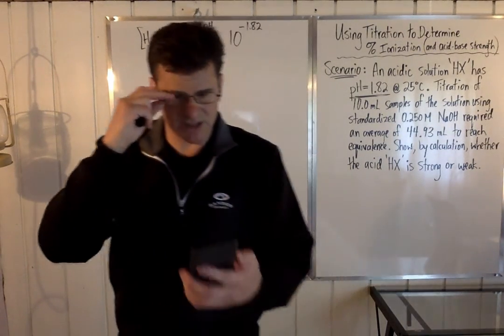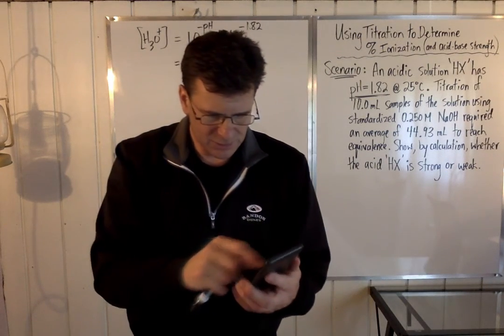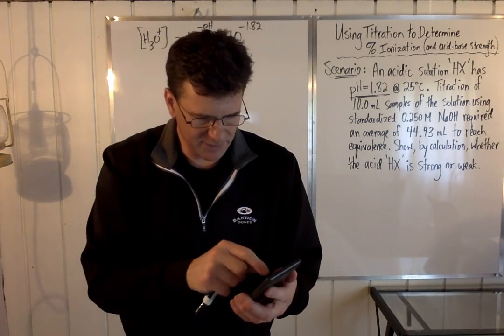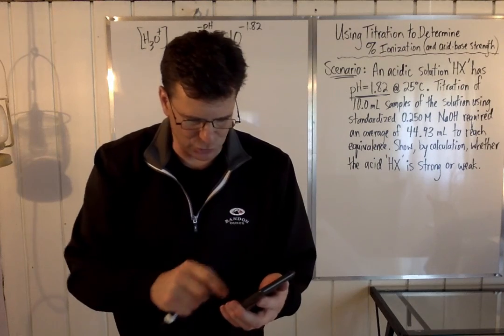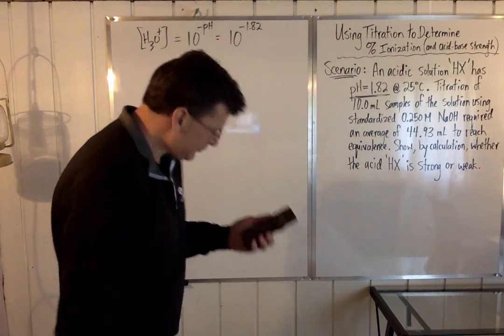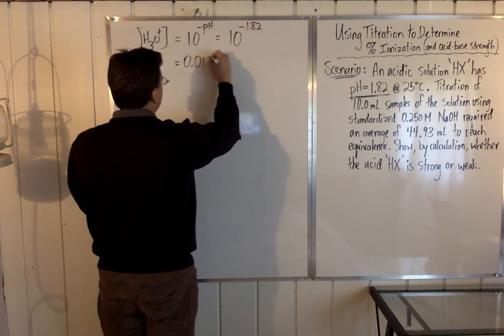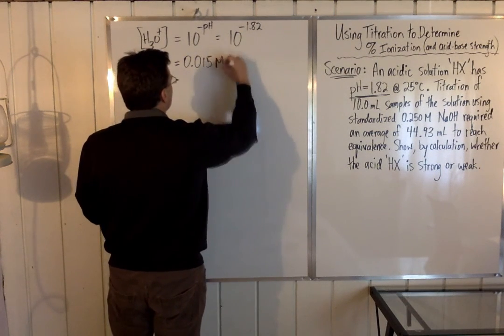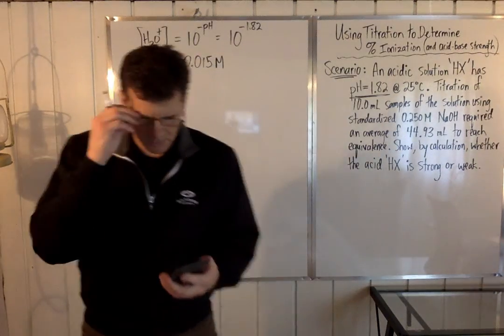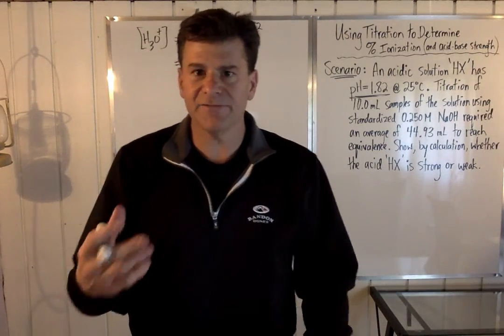my glasses, so I can actually see what I'm doing. So 10 to the power of negative 1.82. Make sure you put the negative in there. And so I get 0.015 molar, to two significant figures. Okay, so that's the critical number.